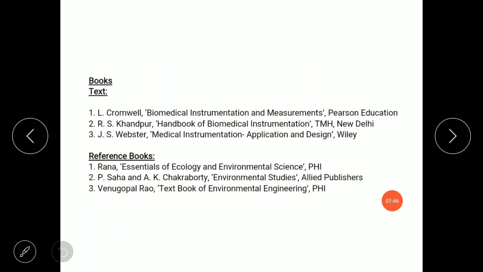So the books that you will be needing for this subject are: you will need Cromwell, that is Biomedical Instrumentation and Measurements by L. Cromwell. Then we have the Handbook of Biomedical Instrumentation by R.S. Khandpur. Then we have Medical Instrumentation: Application and Design by J.G. Webster, and these are the books for reference purpose.